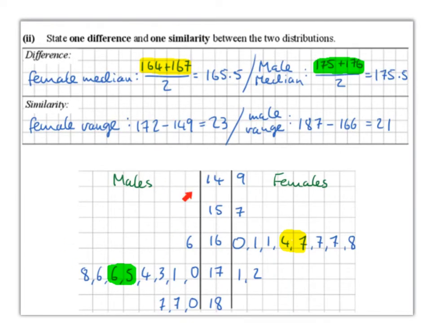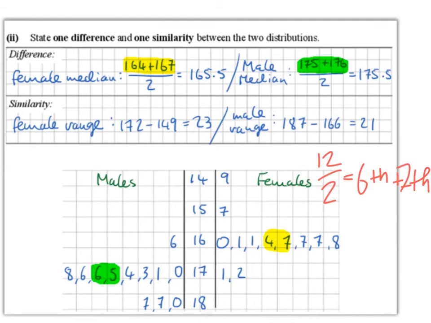So the males is on the left, the females is on the right. So some differences. Well, the female median is different. So we want to get the median of the females. So there's 12 females, and 12 divided by 2, so we half it for the median, gives us 6. And since 6 is a whole number, we get the 6th and 7th. And we add them together and divide by 2.